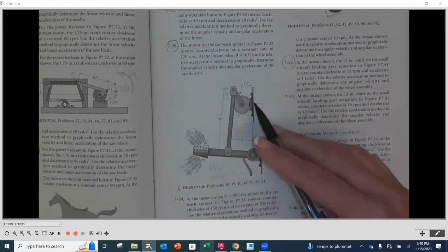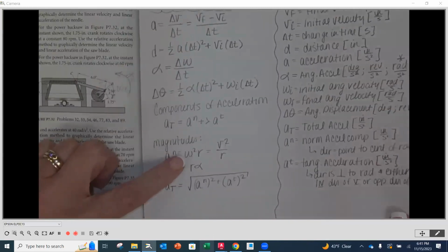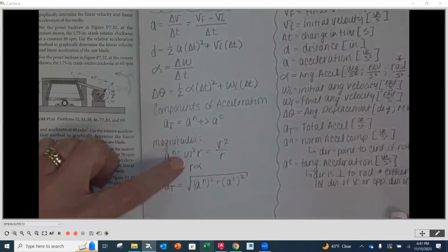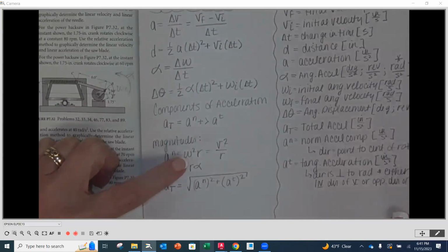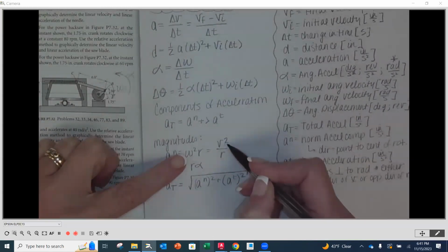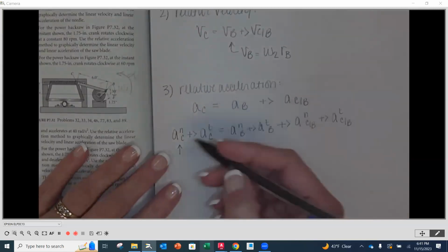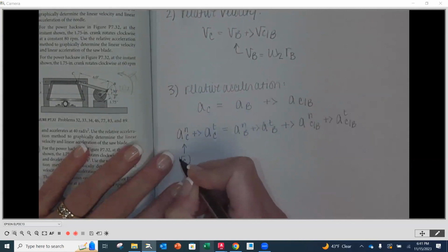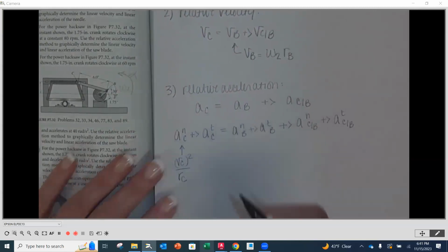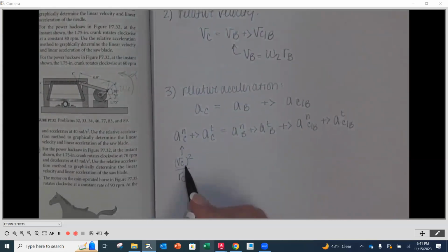And because point C is on this link that is rotating, we are going to be determining what the W4 is of that link, and we're going to use this equation. So we have to use the velocity here that we get from the velocity equation above. To calculate the normal component, we're going to take the velocity of C squared and divide it by that radius. Then we'll use that value.